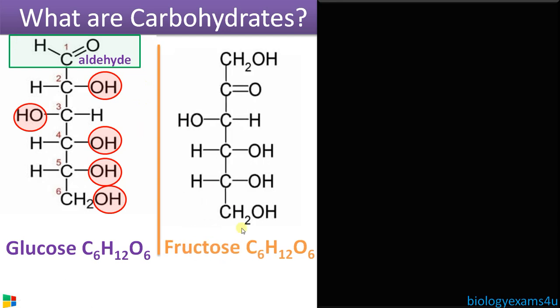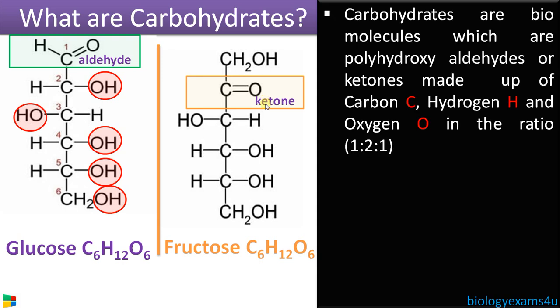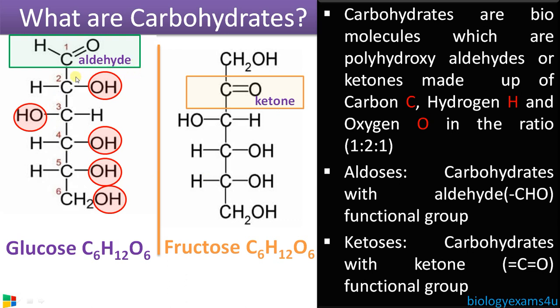Let's take one more example. So this is fructose. It has the same formula, C6H12O6, an isomer. Here the functional group is ketone. Now we can define carbohydrates as biomolecules which are polyhydroxy aldehydes or ketones made up of carbon, hydrogen and oxygen, often in the ratio 1:2:1. If the carbohydrate has an aldehyde group, then it is called an aldose, whereas the carbohydrate with a ketone group is called a ketose.